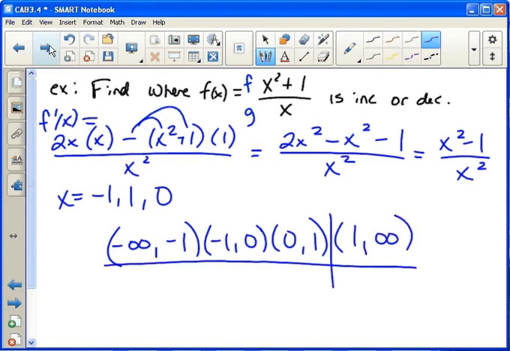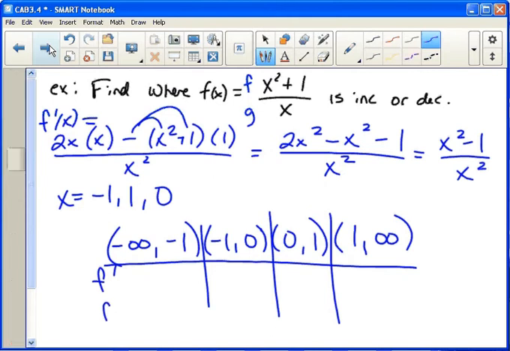So now we need to pick test points to plug into the derivative. Alright, so I'm going to pick negative 2 to start with. If you notice, anything I plug in the bottom here is going to be positive, so I don't really even have to worry about it. I just have to see what it's going to do to the top. So if I plug negative 2 in the top, negative 2 squared is positive 4. 4 minus 1 is positive.